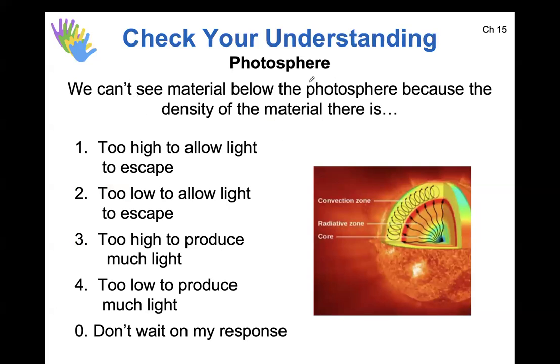So getting back to the notion of the photosphere and what it is, we can't see material below the photosphere because of the density. The density of the material there is what? So take a minute, make sure you understand this, and give me your answer. Why can't we see below the photosphere?